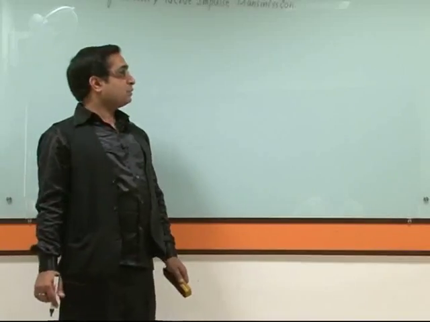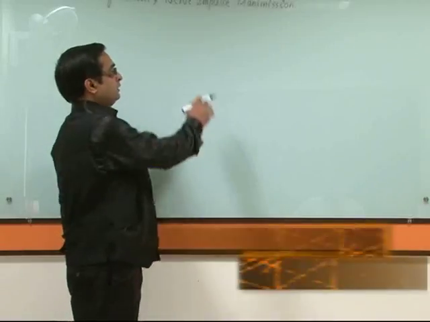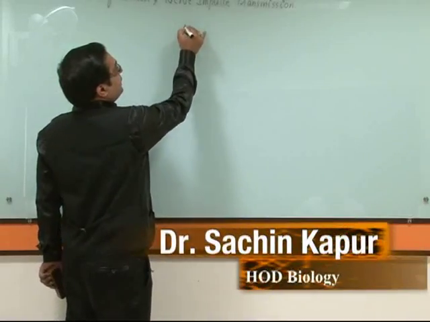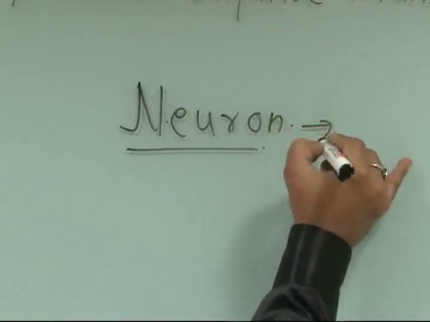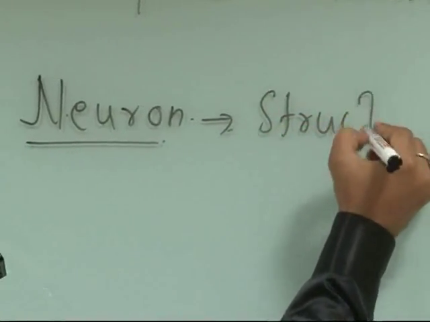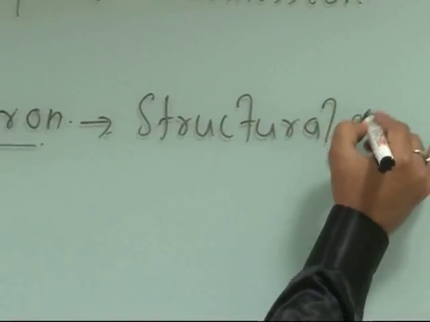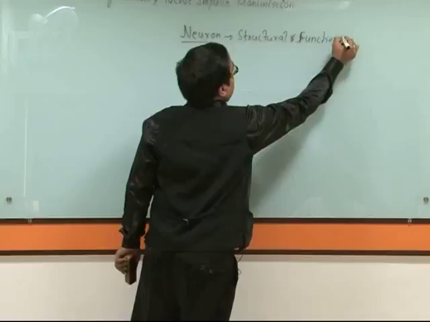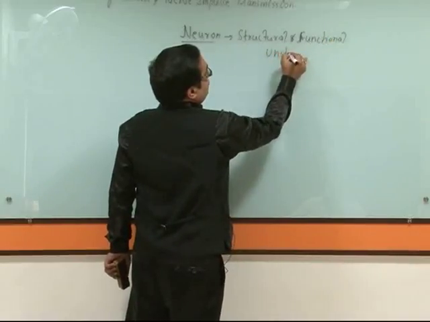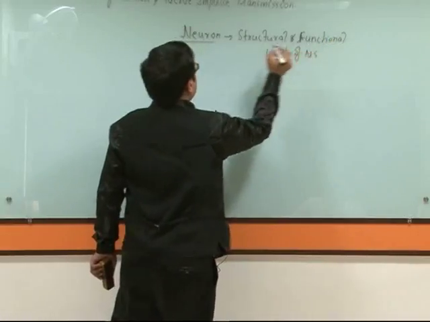Today we'll study the structure of a neuron and transmission of nerve impulse. Neurons are the structural and functional units of nervous system.